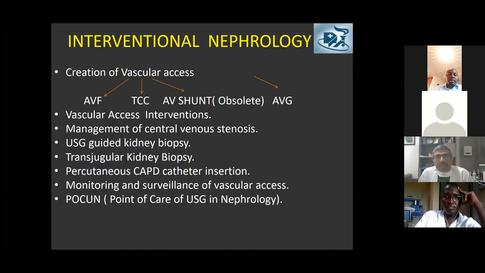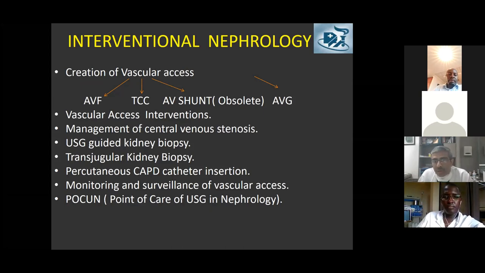So when it comes to intervention nephrology, what all interventions are we doing in our hospital? We are creating our own vascular accesses, which includes AV fistulas. It's a multi-specialty hospital, so the vascular surgeon is also doing the fistulas here, the transplant surgeon is also doing, and even the nephrologists are also doing.